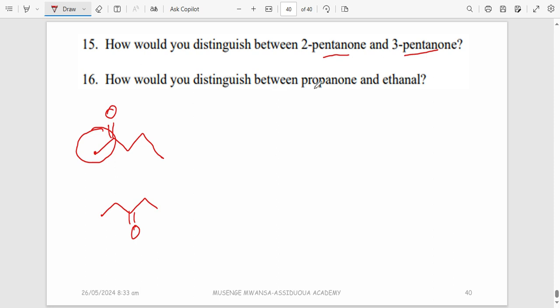How do you distinguish between propanone and ethanal? Ethanal, what ends in -al is an aldehyde. The other is a ketone. So prop, 1, 2, 3, double bond here. And then ethanal, 1, 2, double bond here. For the sake of it, let's just put a hydrogen here. Okay. This is what we also call acetone and acetaldehyde. How do you think we can differentiate these two?